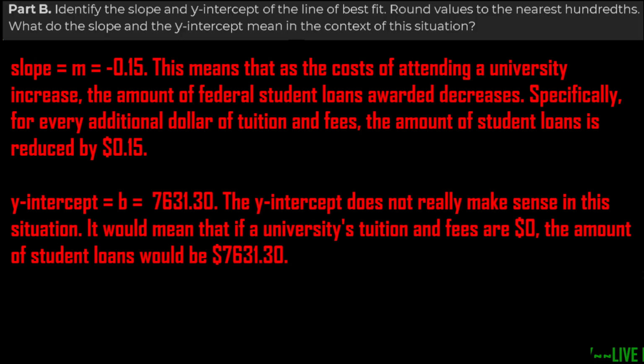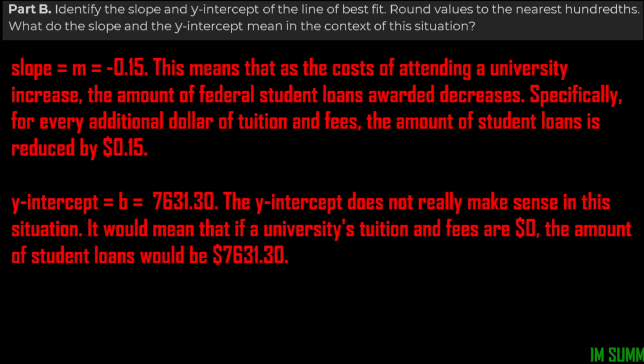Then the y-intercept, which is equal to b, is the same as 7,631 and 30 cents. The y-intercept does not really make sense in this situation, but it would mean that if a university's tuition and fees are $0, the amount of student loans would be $7,631.30.